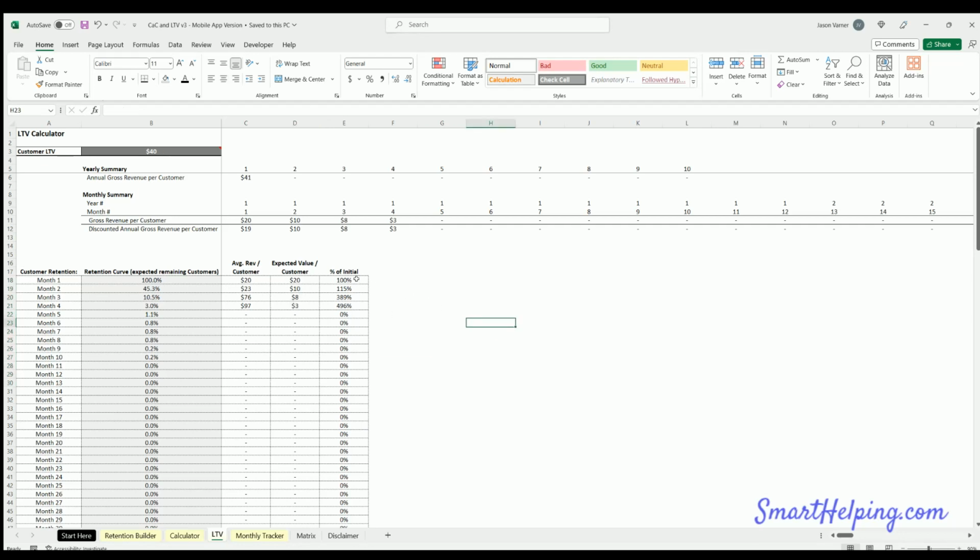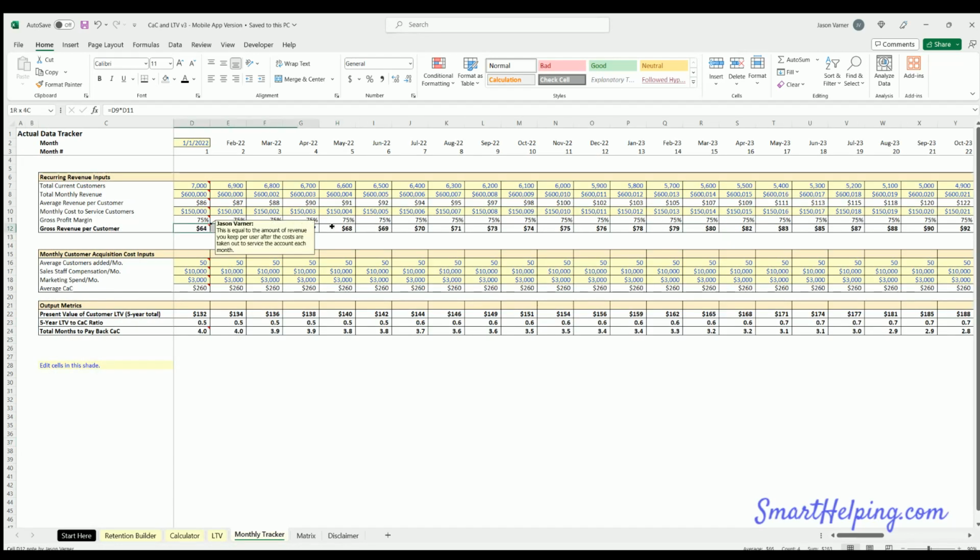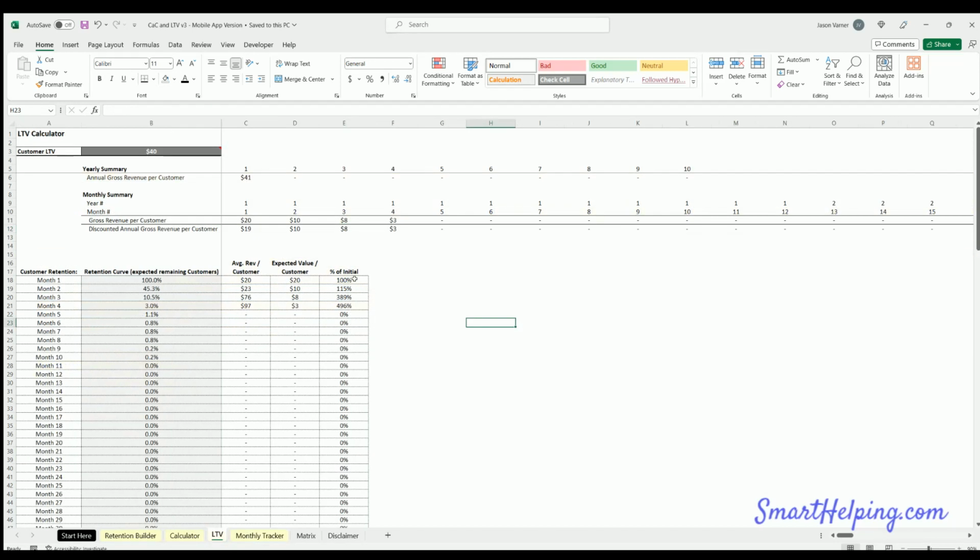And then we also want to know, because the customers spend different amounts over time, and to do our monthly tracker, we have different varying starting gross revenue per customer amounts. So what we do to get this present value, and this is a 5-year lifetime value, it just goes for 60 months in this specific calculation, is we take the starting amount and apply it to this curve here.